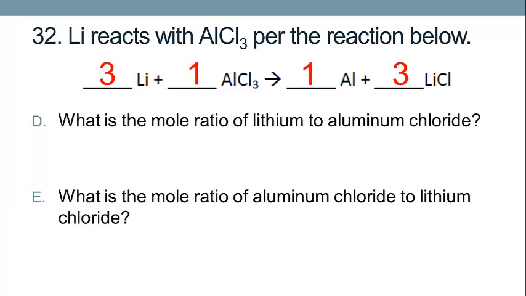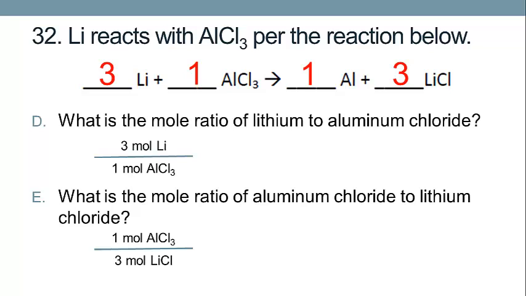What is the mole ratio of aluminum to lithium chloride? So we have a 3-to-1 ratio. And aluminum chloride to lithium chloride is a 1-to-3 ratio.